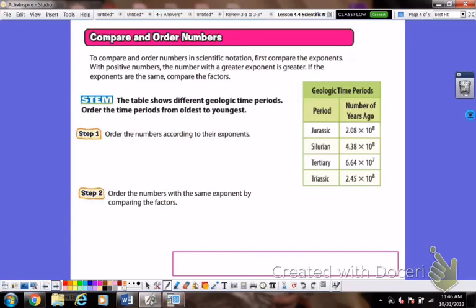Okay, now we want to apply this idea to compare and order numbers. To compare and order numbers in scientific notation, first compare the exponents. With positive exponents, the number with a greater exponent is greater. If the exponents are the same, compare the factors. So the table shows different geological time periods. Order the time periods from oldest to youngest. So step 1, we want to order the numbers according to their exponents.